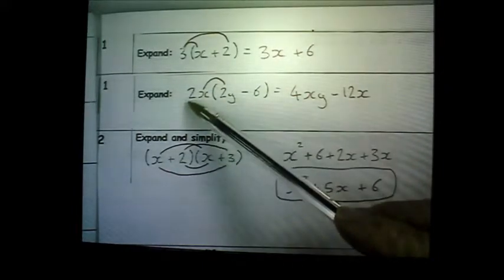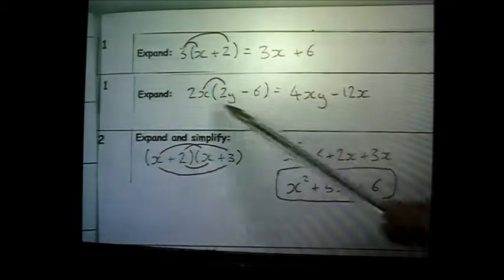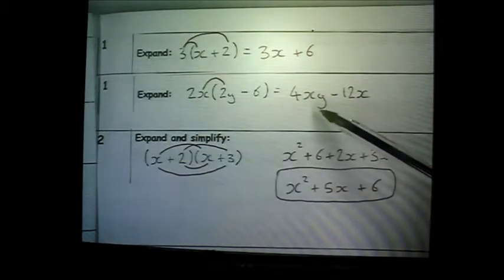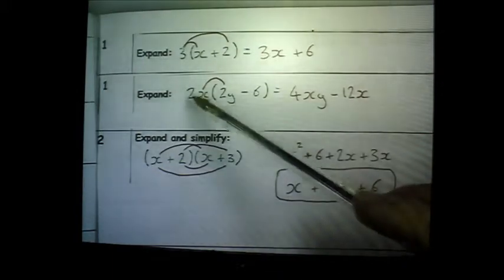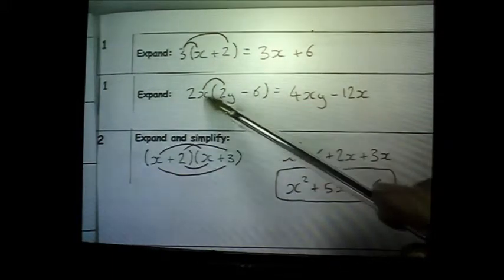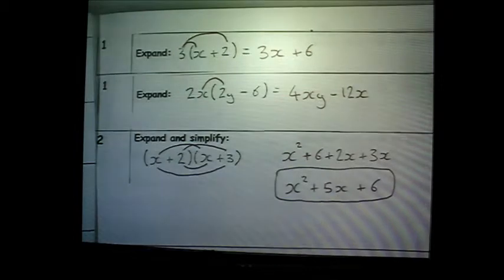This one, if it's got letters in as well, it's a bit tricky, but just do this. Just do the numbers first. So 2 twos are 4. x times y is xy. You put the negative sign in next if you want. Then 2 times 6 is 12. Then there's an x we've got to add. And that's all you do.